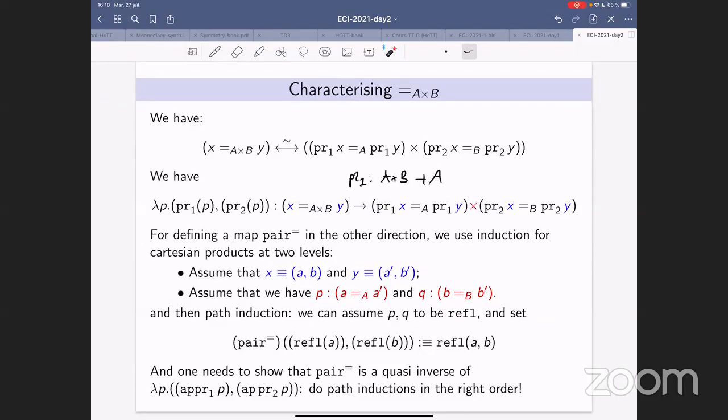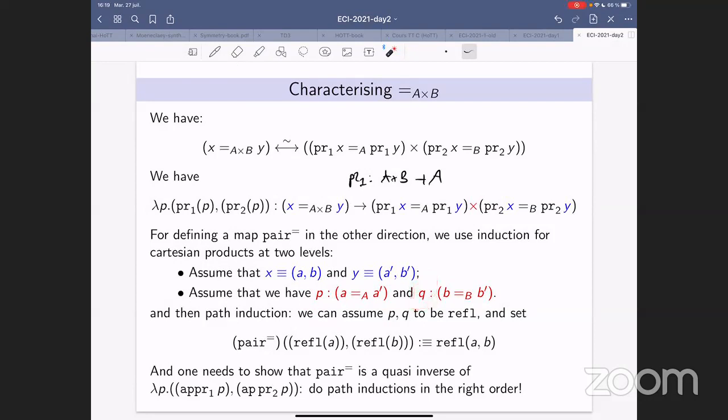So far I reduced to X being a pair, Y being a pair, and an element here to be a pair of a P and a Q. So now, because P and Q are separated, I have access to P and Q, and because all these things are varying, this is for all A prime, etc., I have access to path induction. So I can reduce my problem to P being the reflexivity and Q being the reflexivity.